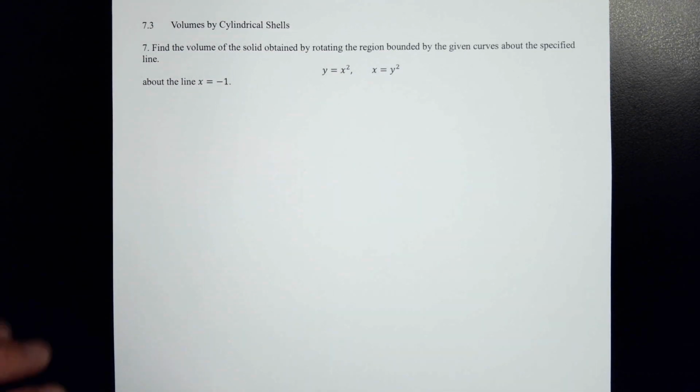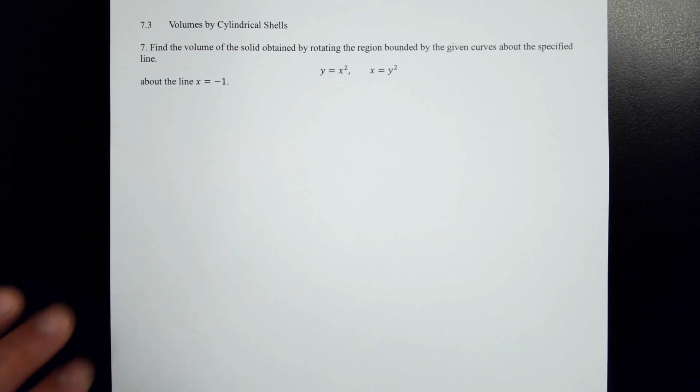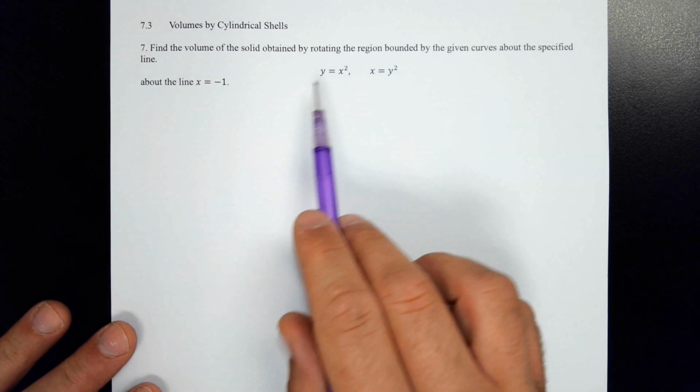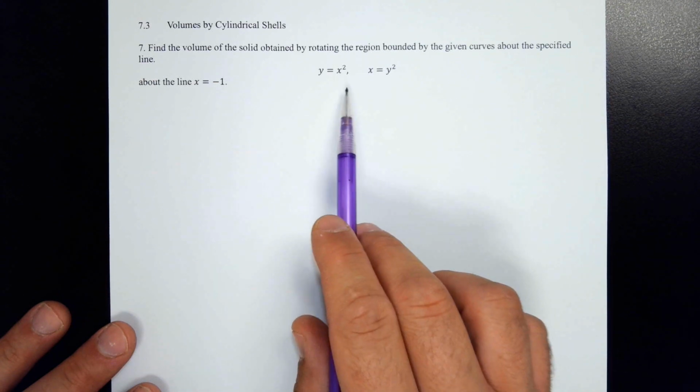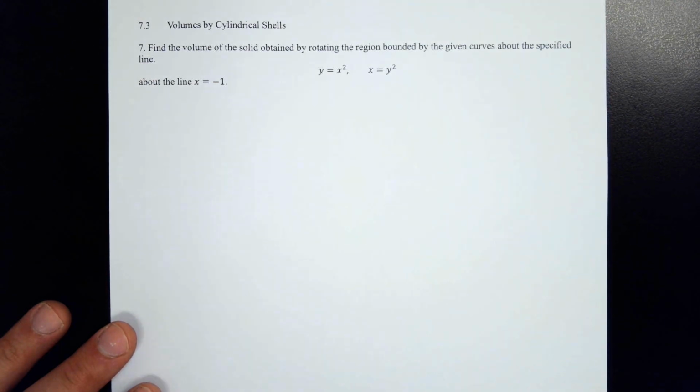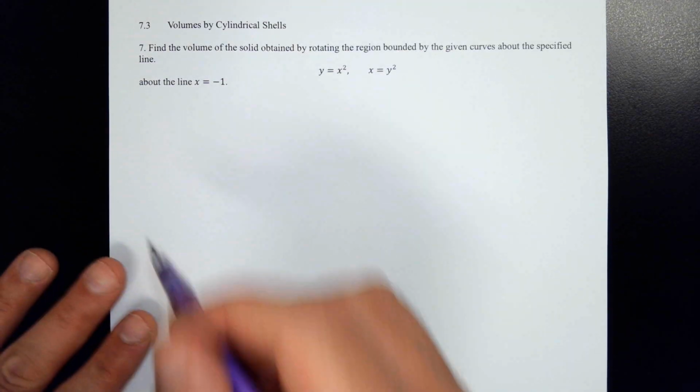Section 7.3, number 7 from the WebWork looks like this. Find the volume of the solid obtained by rotating the region bounded by the given curves about the specified line. So these two curves about the line x equals -1. So as always, we should try to sketch these.